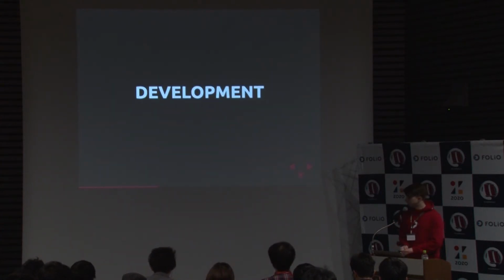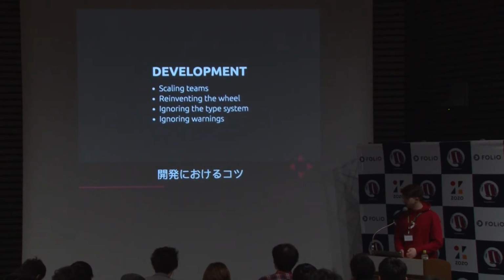So we're done with code review. I hope you learned some important lessons. Now the development phase. So we'll go through 4 ideas. These are just random ideas for development. So I'll start by saying how you can scale your teams, because that's definitely a problem you need to tackle at some point. I'll talk about the benefits of reinventing the wheel, ignoring the type system, and ignoring warnings.